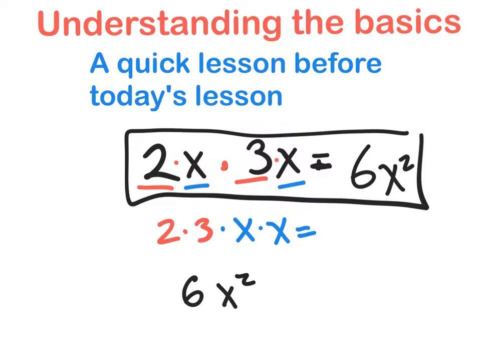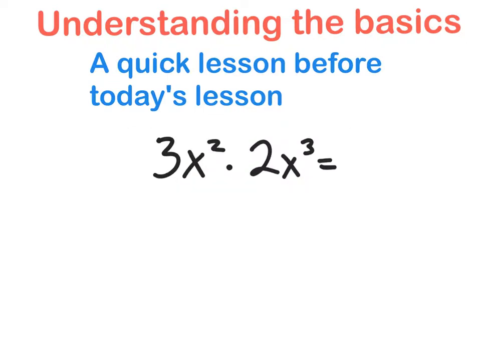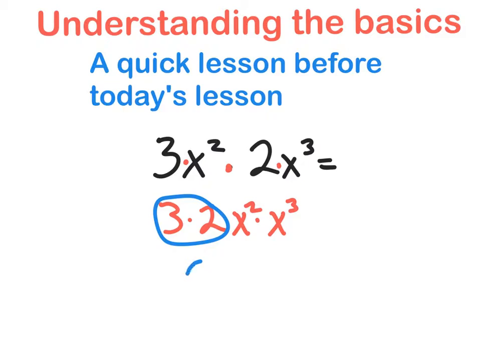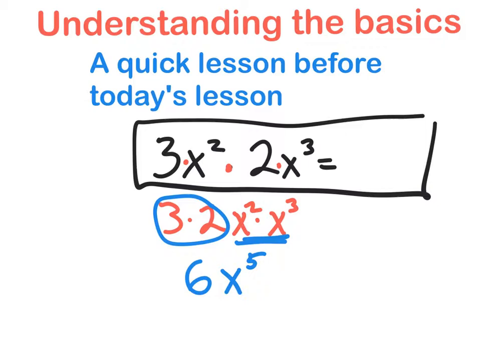Let me do another one. How about this guy? We have 3x squared times 2x to the third. Now remember, it is all pure multiplication. There's 3 times x squared times 2 times x to the third. So you could switch things around. What I'm going to do is write the 3 times 2 first, and then I'm going to write down the x squared times x to the third next. And of course, 3 times 2 is 6. And then x squared times x to the third, we add the exponents, and we're going to get x to the fifth. So this original problem, 3x squared times 2x to the third, 6x to the fifth is our answer.